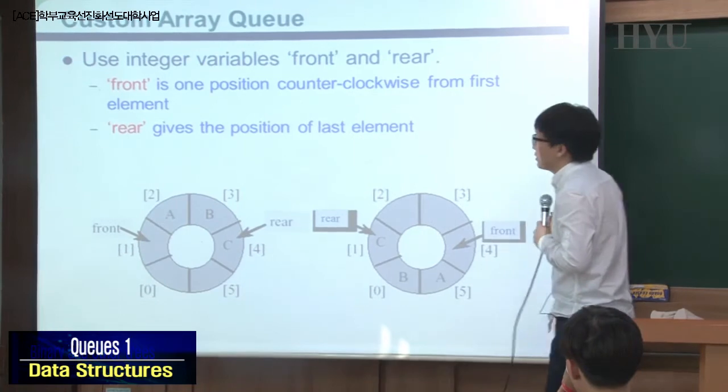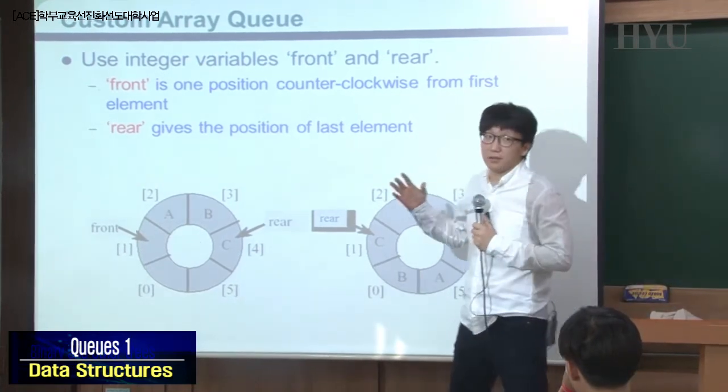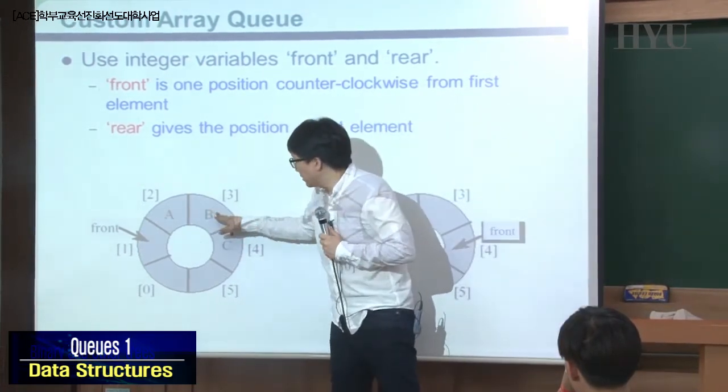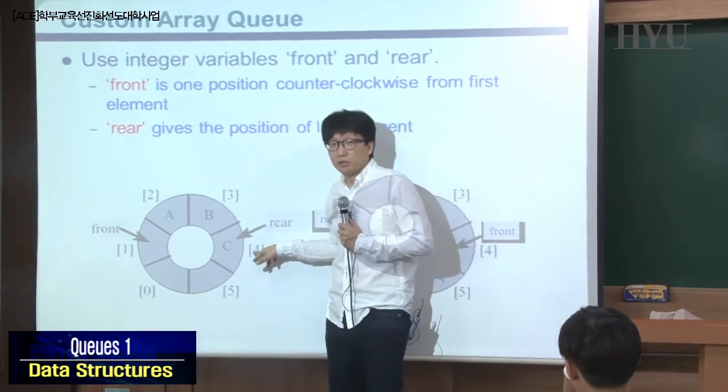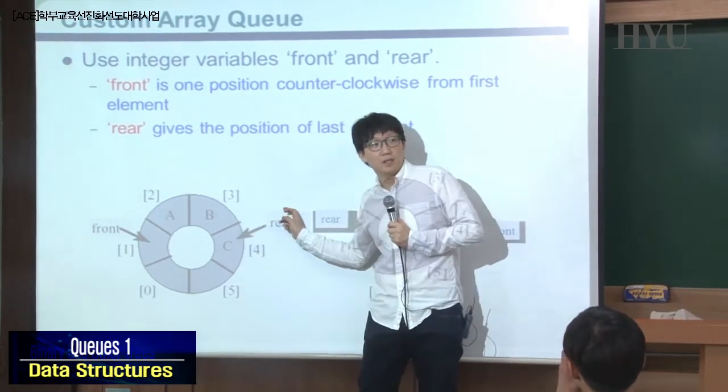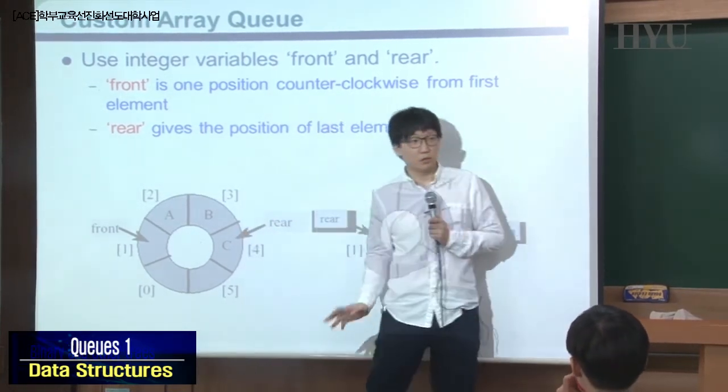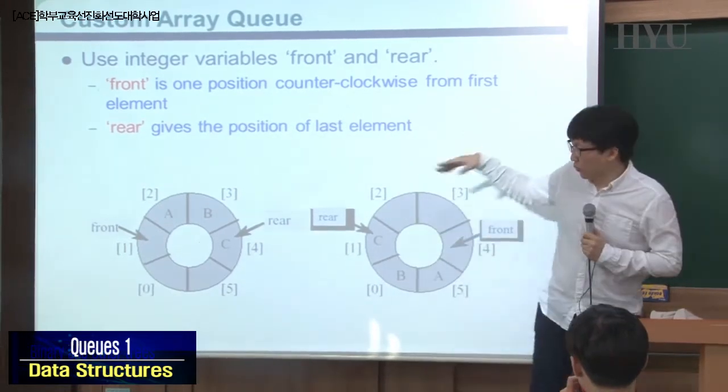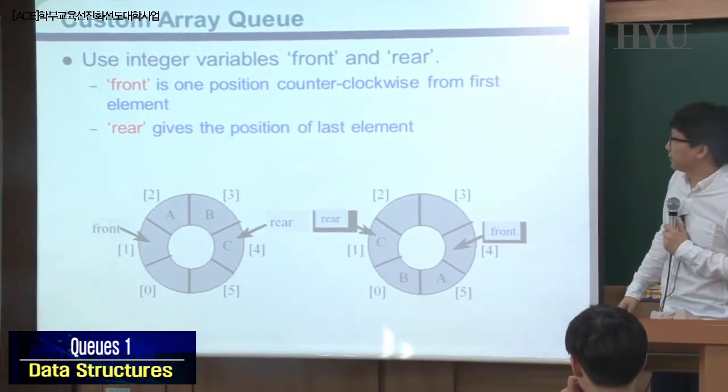Rear gives the position of the last element. Rear is still the same. A, B, C. Rear is at position 4. I'm going to put that as rear here. So this is my starting point where I can do stuff.